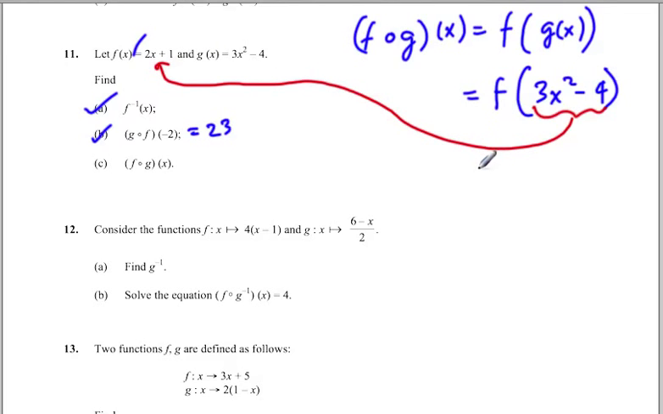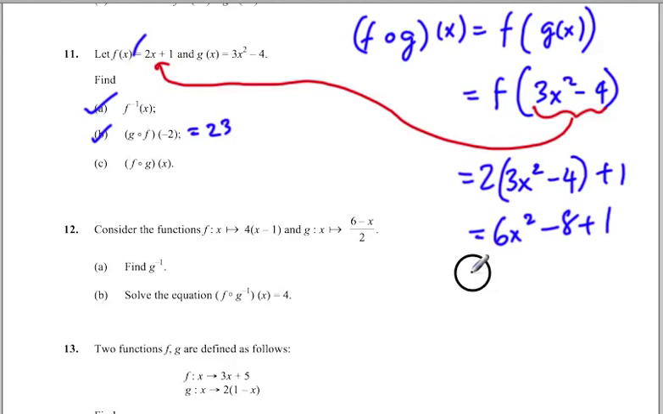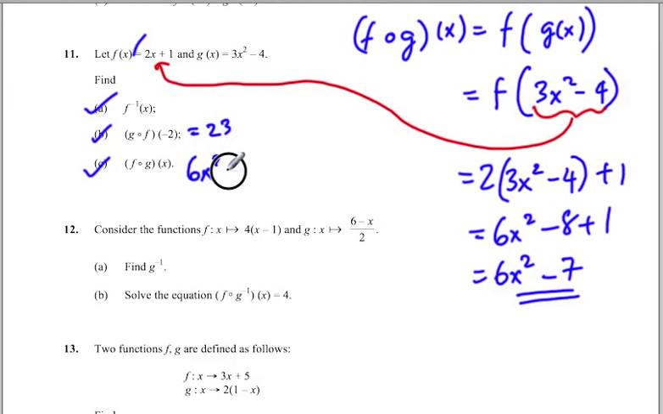there. So it's equal to 2 times something plus 1, and that something happens to be the argument right here. So it's 3x squared minus 4. And I would just simplify it in this case because it's not too much trouble. So it's 6x squared minus 8 plus 1. So it's equal to 6x squared minus 7. And that's the solution for this one.